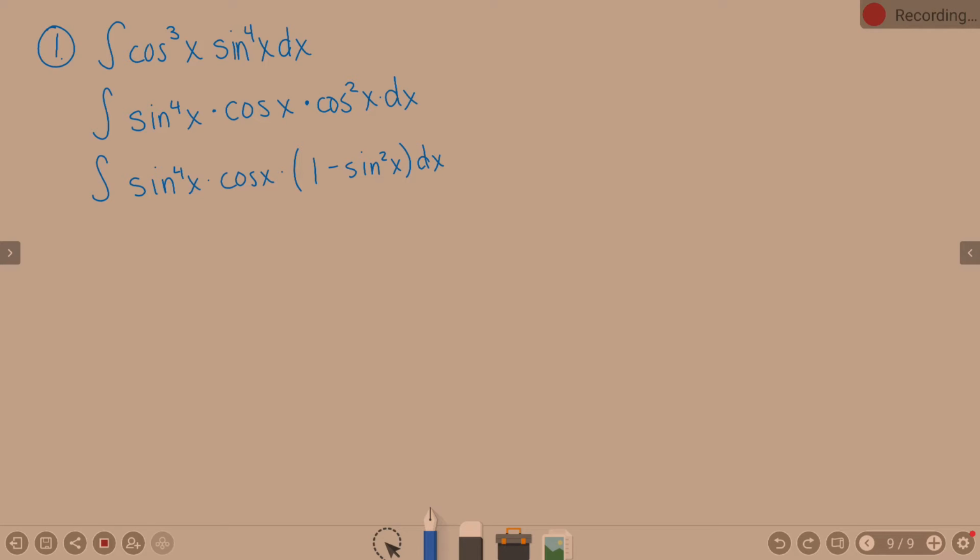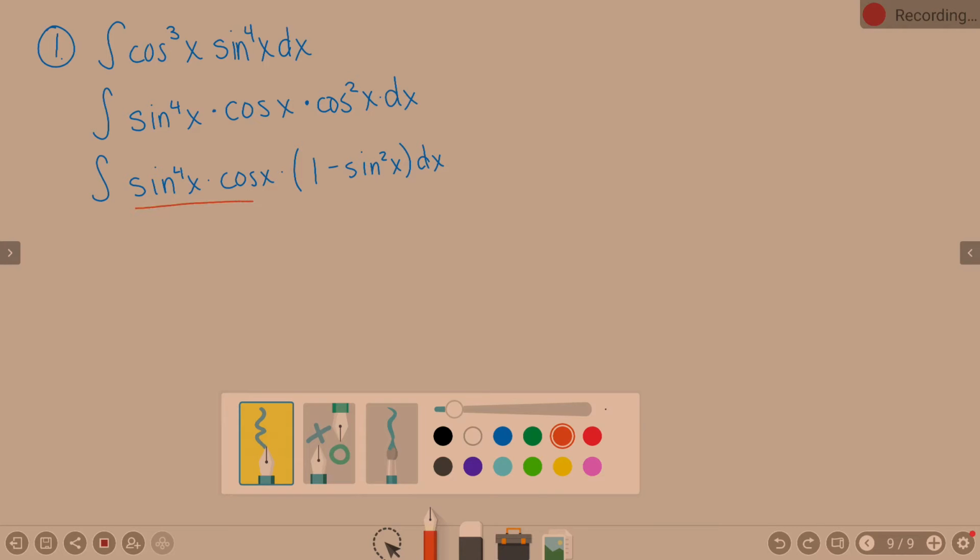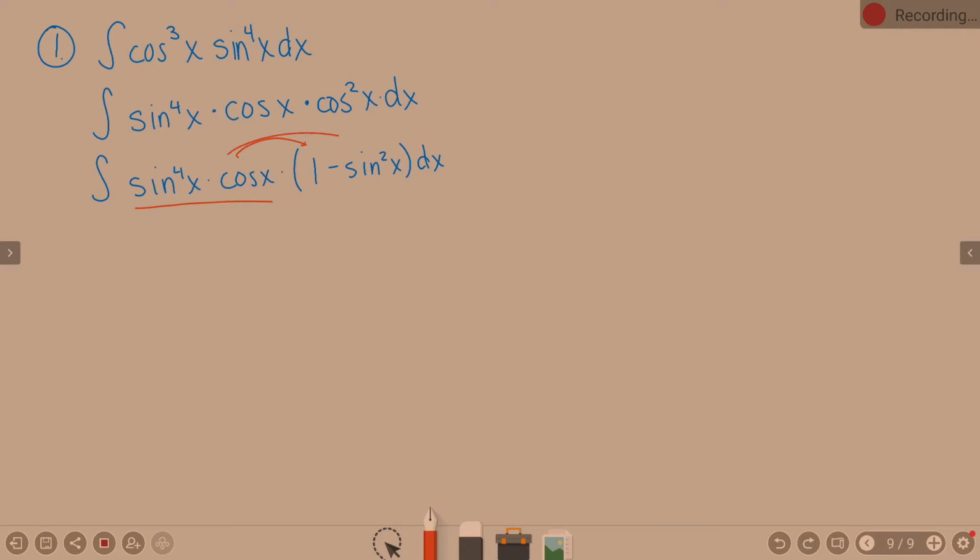Now I want to think about a distributive property where you are taking this sine to the fourth x cosine x and distributing. Sine to the fourth cosine x times 1 is just going to be sine to the fourth x cosine x. I'll say times dx, because I think you'll be okay if I break it into two integrals. And then minus, multiplying sine to the fourth cosine x by sine squared, that becomes sine to the sixth x cosine x dx.